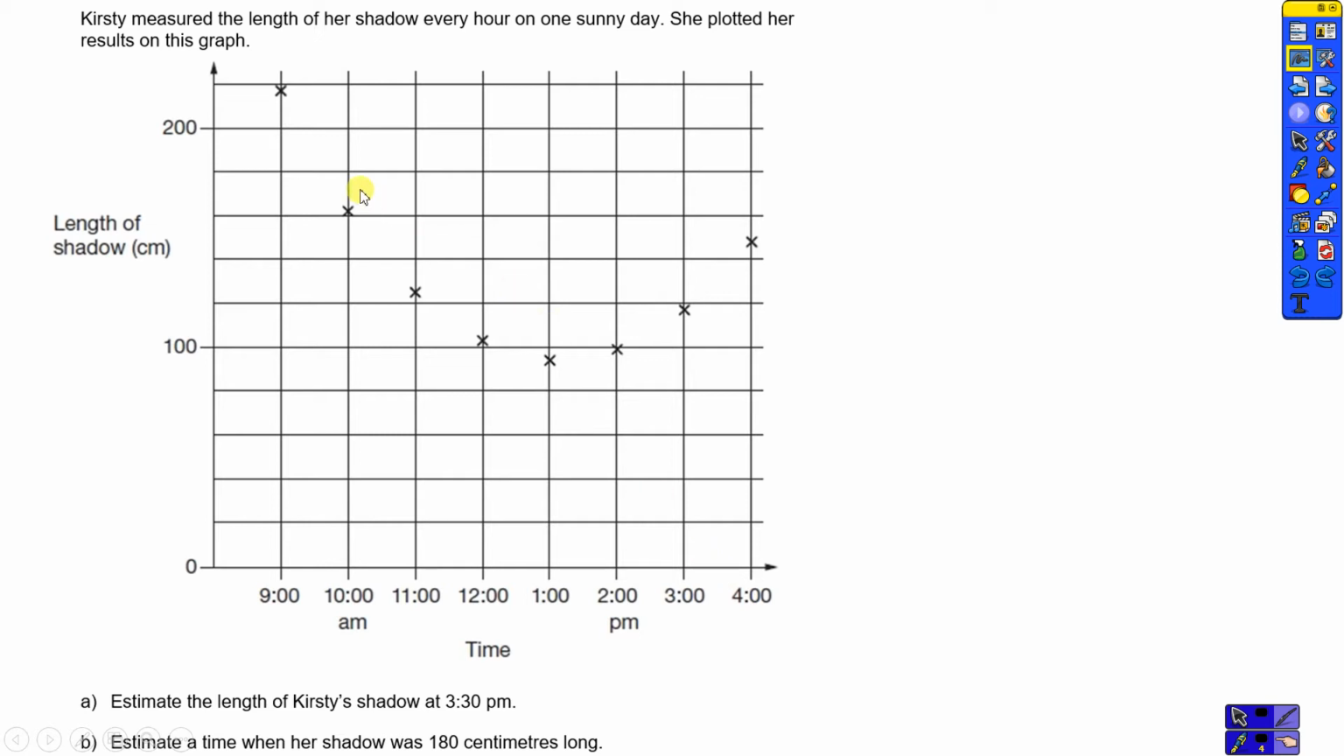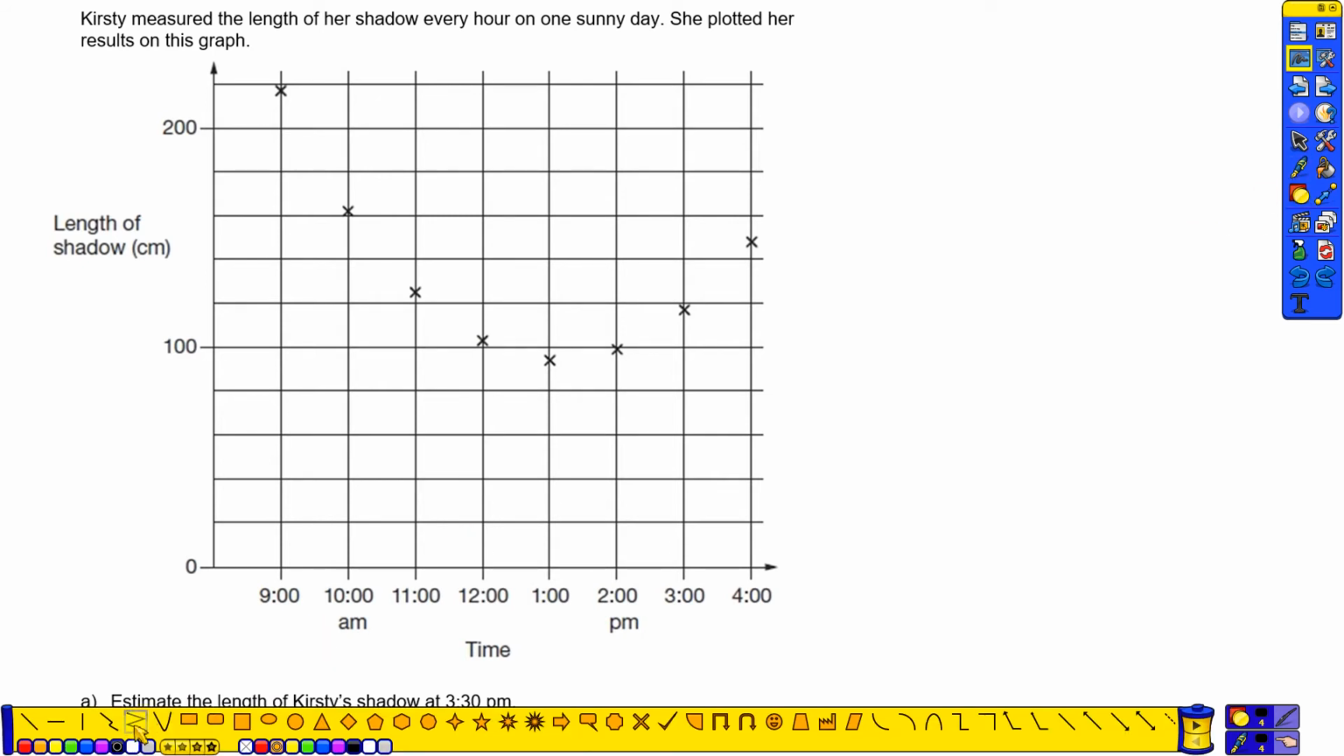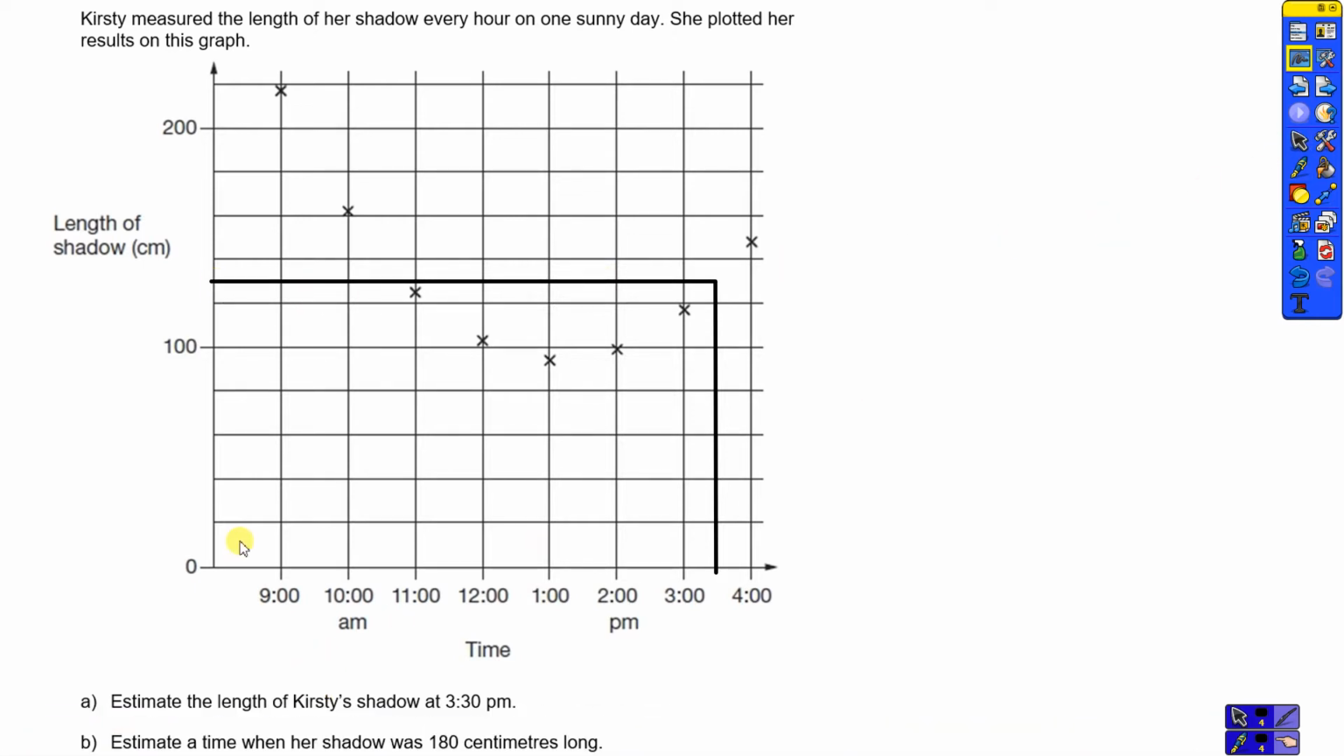Now what you could do with questions like this is join the line up. But I'm not going to join the line up. I'm just going to estimate where the line would be. So 3:30, so halfway between 3 and 4. If we go up, I would imagine the line would be about here. So then I can carefully read across. And we need to find the length of the shadow. We've not got the length very clearly labelled here.